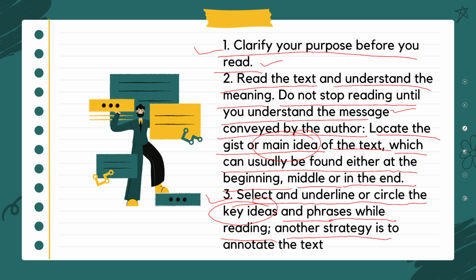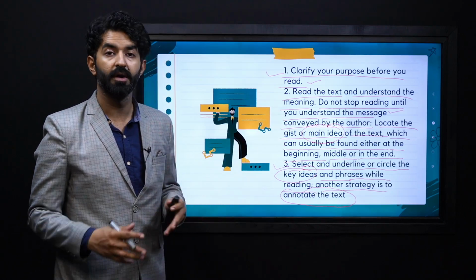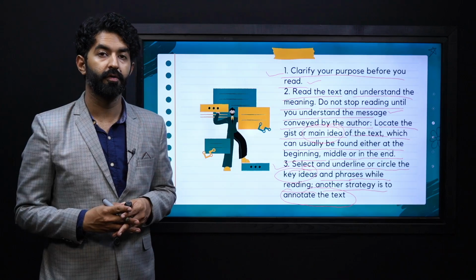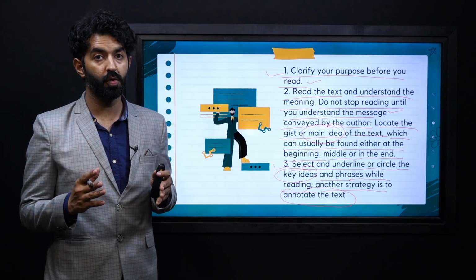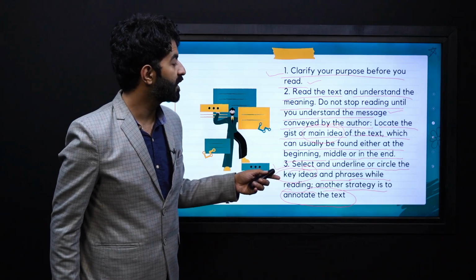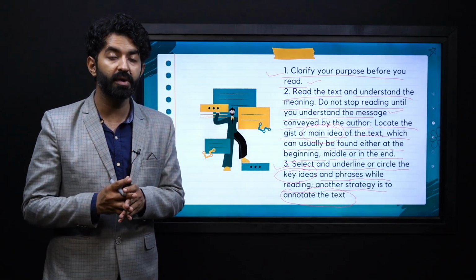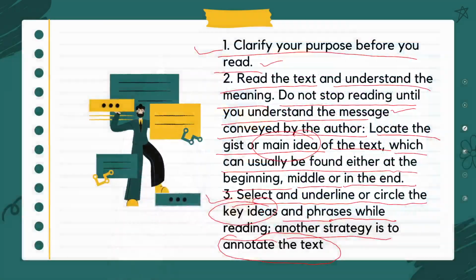Another strategy is to annotate the text. So let's see what we have read. These are some more techniques of writing. Number 1 is clarify your purpose. You need to know what you're writing for and what the purpose is. Then you will read the text and understand the meaning, and you will keep on reading it until you understand it completely. And then you will select and underline or circle the key ideas and phrases while reading.